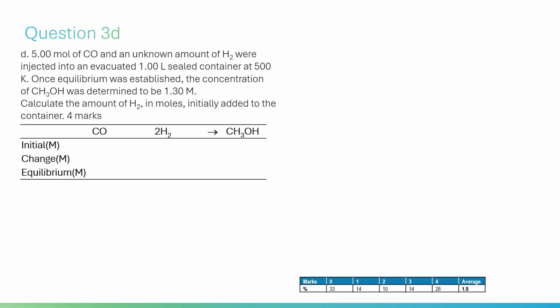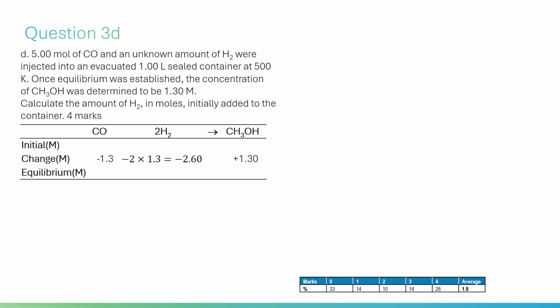When tackling a 4-mark equilibrium calculation like this, the ICE table is your best friend for maintaining logical clarity. The first critical step is to identify the change row. A common pitfall here is ignoring the stoichiometric coefficients. Since the ratio of H2 to CH3OH is 2:1, producing 1.30 moles of methanol requires the consumption of exactly 2.60 moles of hydrogen. Failing to double this value is a frequent logic gap that will derail your entire calculation.